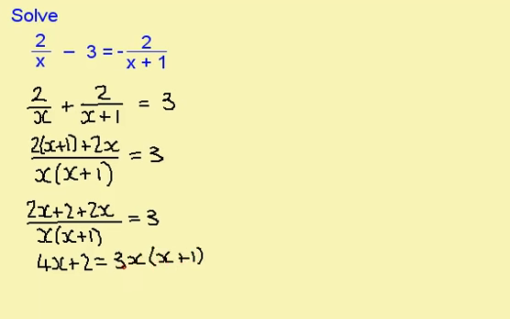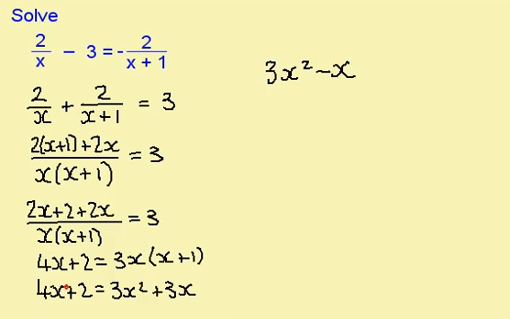We now need to multiply out this bracket. So we have 4x plus 2 equals 3x squared plus 3x. We're now going to rearrange this and simplify it. We have 3x squared. Float and ping the 4x gives us 3x minus 4x, so that's minus x. Float and ping the plus 2 gives us minus 2. And this is equal to 0.